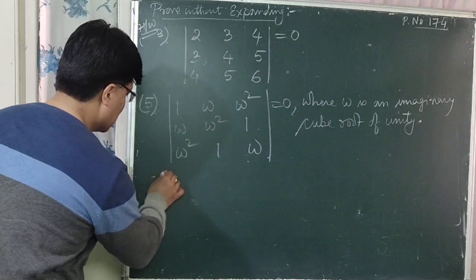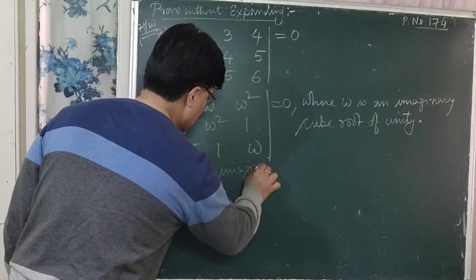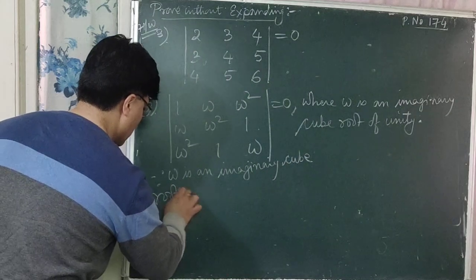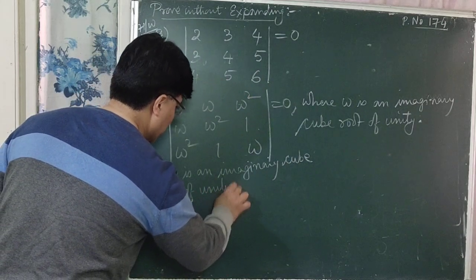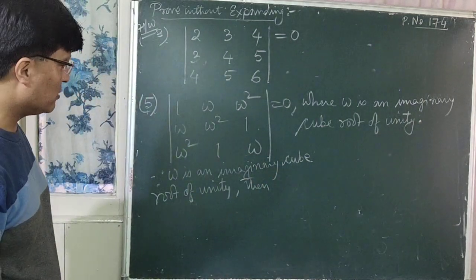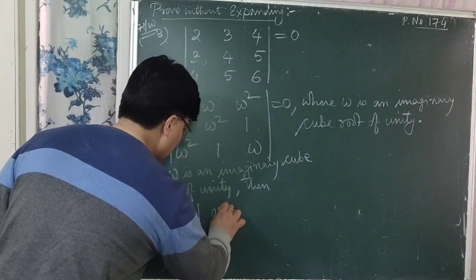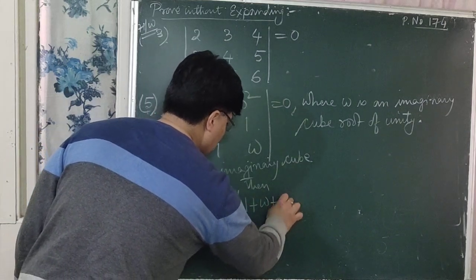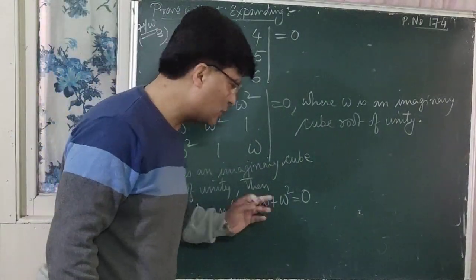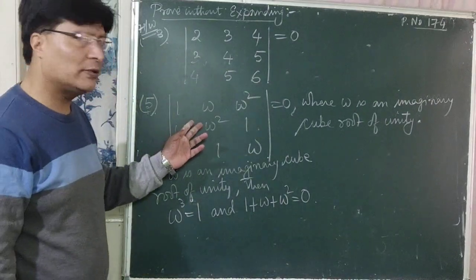Okay, since omega is an imaginary cube root of unity, then what can we write? Omega cube is equal to 1 and 1 plus omega plus omega square is equal to 0. So these are the two formulas, right? This is from the complex numbers. So let's prove LHS is equal to 0.